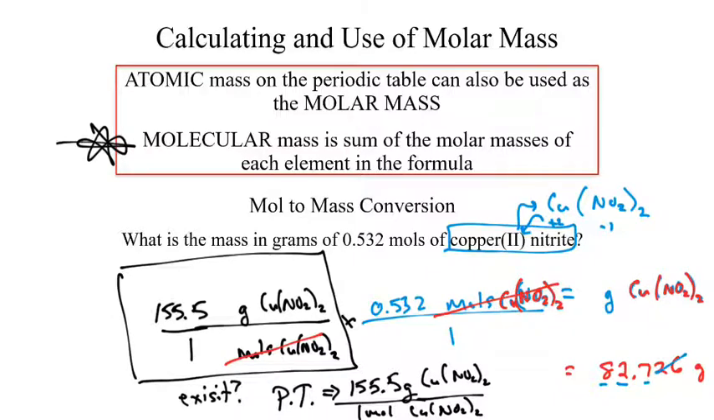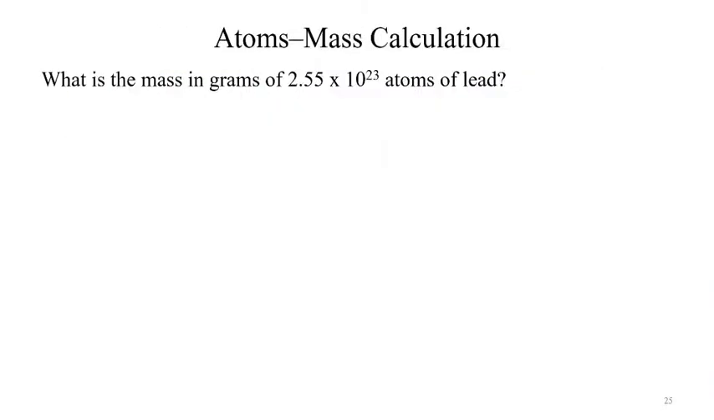Okay? So with that, I'm going to give you a second to try and figure out how many grams are in 2.55 times 10 to the 23rd atoms of lead. So I'm going to recommend that you take a pause for just a second here and spend some time to set up your work. So, did you pause? Did you figure it out? Okay, let's set it up.